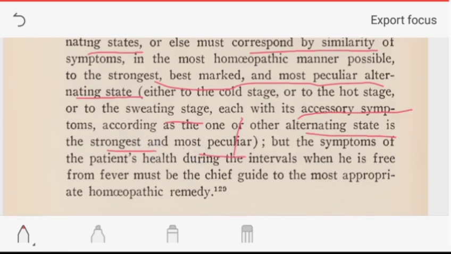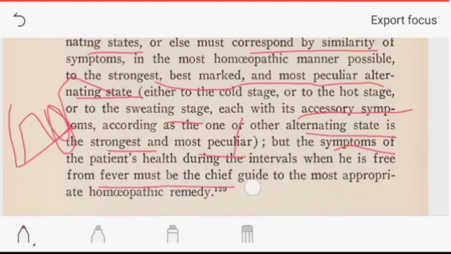The alternating, recurring period: the symptom we find in this period is the strongest and the most peculiar. We should administer the medicine at the time when the most appropriate homeopathic remedy will be given, when the patient is free from fever, in that period.